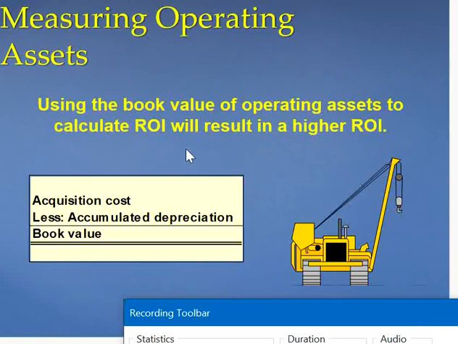Now, this was the reason that using book value of operating assets to calculate return on investment will give a higher return on investment. So that's why it's very important. You have to see if you are using book value of assets, or we may use another approach, which could be replacement cost. Instead of using historical cost or acquisition cost, we may say, okay, what if we replace the assets? We should use replacement cost instead of this one.